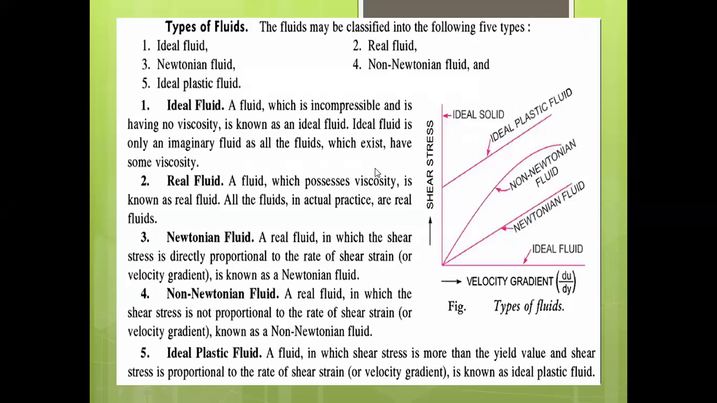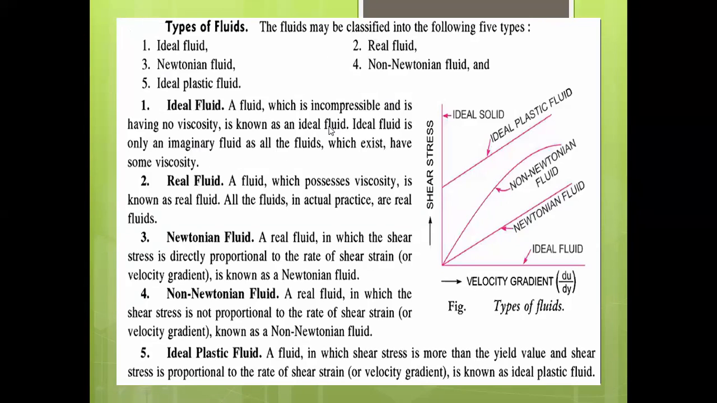So now, after understanding the viscosity concept, let us understand the types of fluids. We have studied this also in our regular lectures. These are the different types of fluids: ideal fluid, real fluid, Newtonian, non-Newtonian, ideal plastic fluid. So what is the ideal fluid? Ideal fluid is the fluid which is incompressible and has no viscosity. It is known as the ideal fluid.